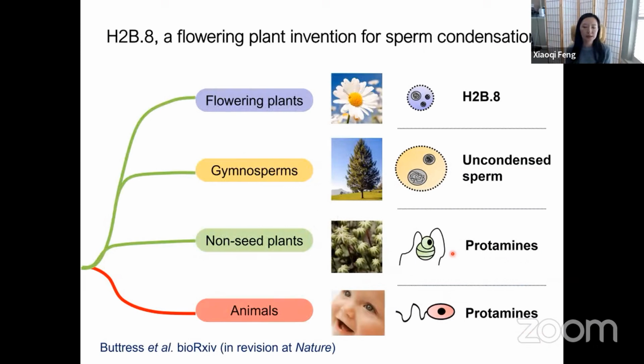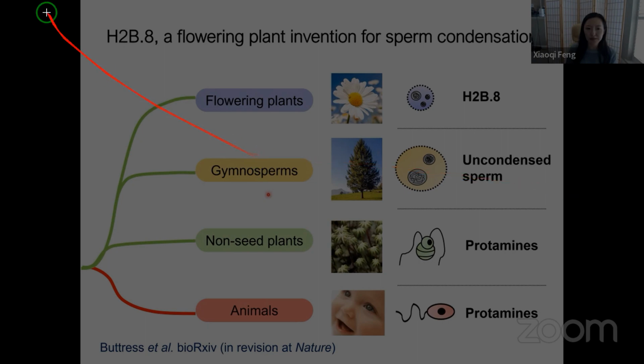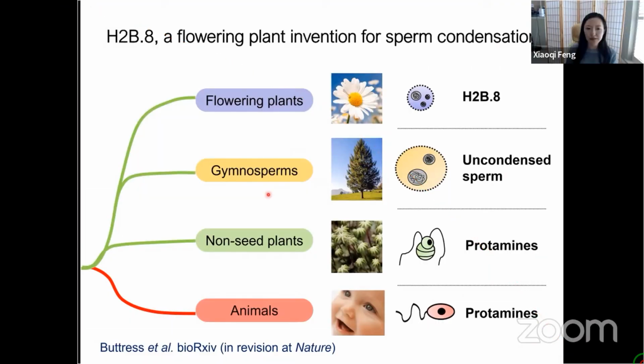Consistent with the importance of H2B.8 for chromatin condensation, H2B.8 is conserved among diverse flowering plant species, but absent from gymnosperms with uncondensed sperm, and also from the non-seed plants and animals that use protamines to condense their swimming sperm. So our hypothesis is that H2B.8 is an independent flowering plant invention to achieve a moderate level of sperm condensation. And the idea is that this level of condensation is sufficient for the non-motile plant sperm while being permissive for transcription.